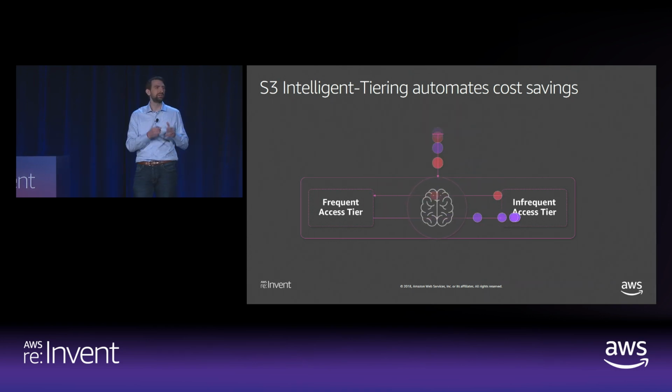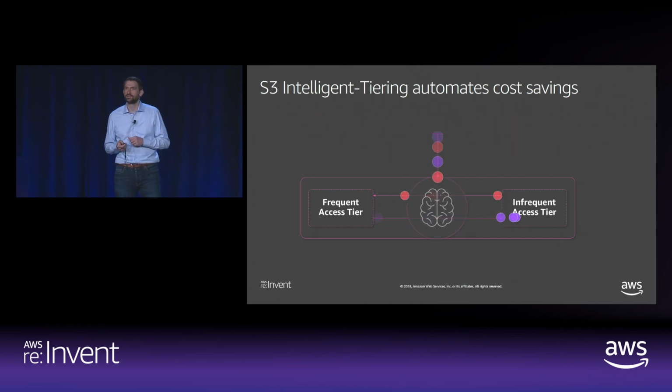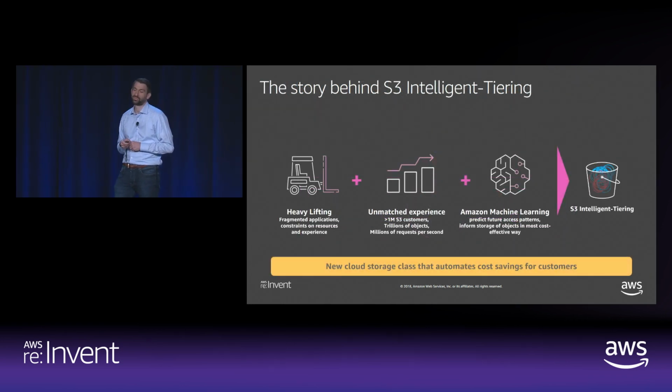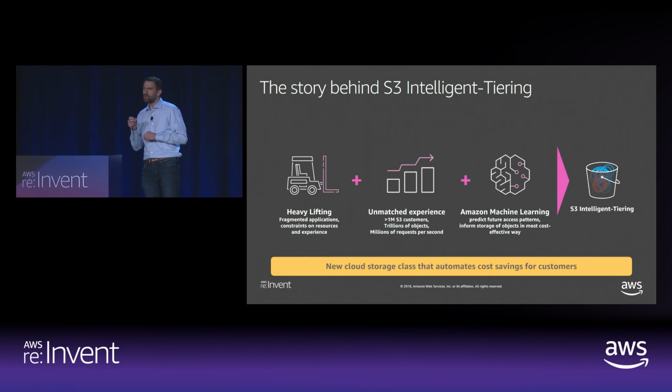It automatically moves it back to the frequent access tier. So for workloads which are changing, it's a very powerful storage class. So let me talk a little bit about, because it's so new, how we came up with it.